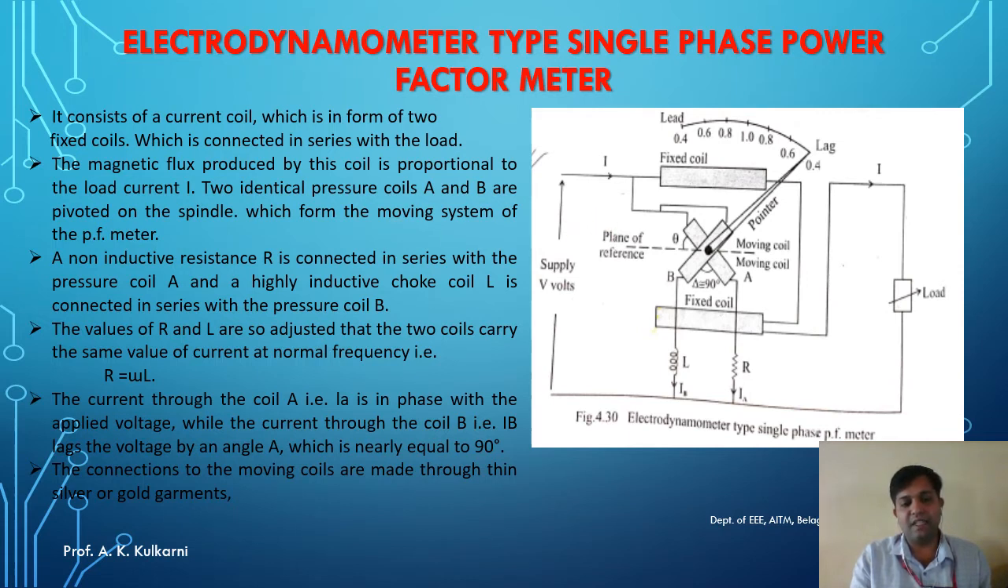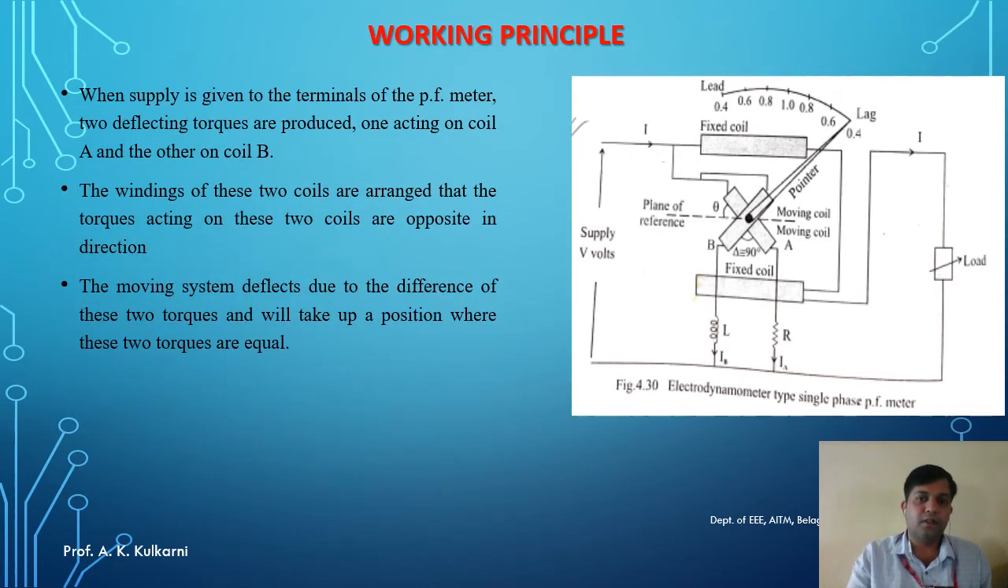So now let us see the working principle behind the single phase power factor meter. Once again we are going to consider this construction diagram for the single phase power factor meter. When supply is given to the terminals of the power factor meter, two deflecting torques will be produced. One acting on coil A, another one acting on coil B. So whenever we give a supply to this power factor meter, what will happen? Two deflecting torques will be produced, one by coil A and one by coil B.